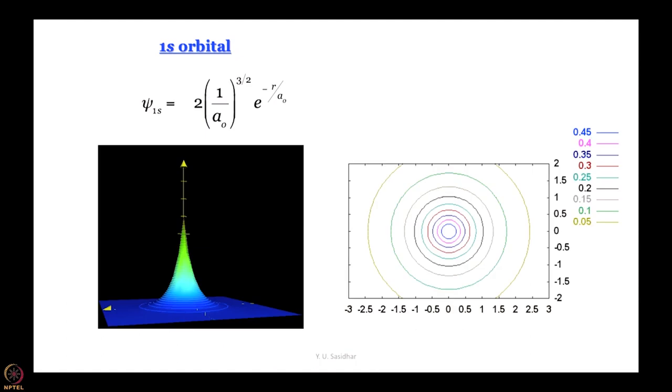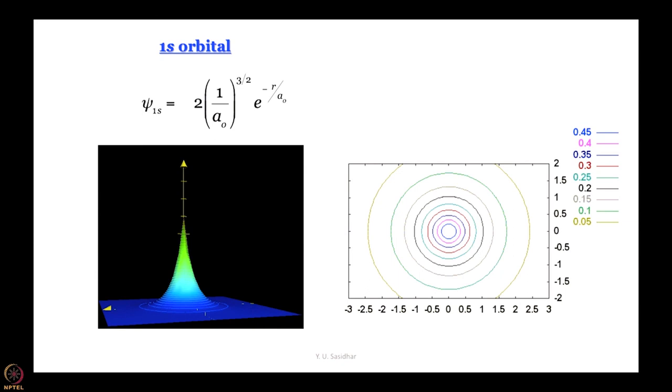First picture that I show, and I drop a bombshell on you right away, is the 1s orbital. This is my depiction of the 1s orbital, but it is important to understand what I have drawn here. To understand that, let us have a look at the function first. This is the simplest possible function one can get, some constant multiplied by an exponential decay in r, e to the power minus r by a0.